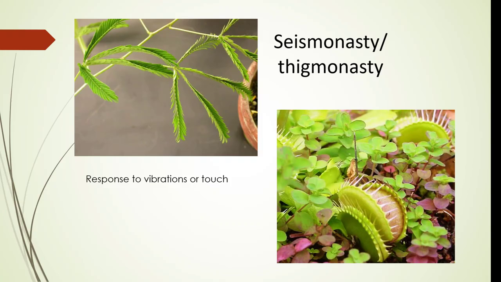So two plants that are very much a part of this would be the Venus flytrap on the right, the sensitive plant on the left. I also posted videos on these, and that's called seismonasty or thigmonasty. You'll see either one listed. Do take a look at that video.